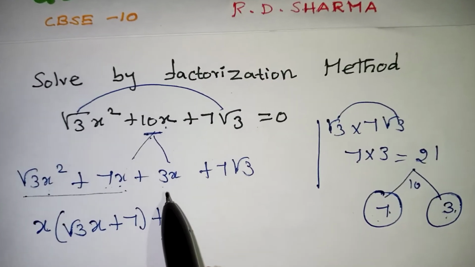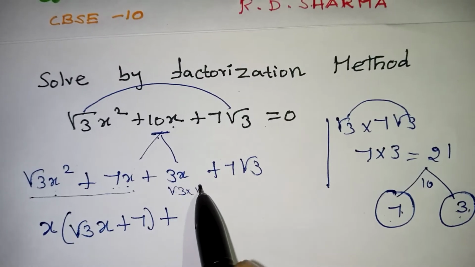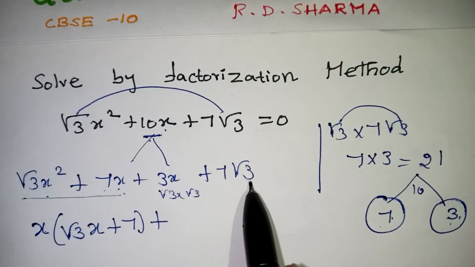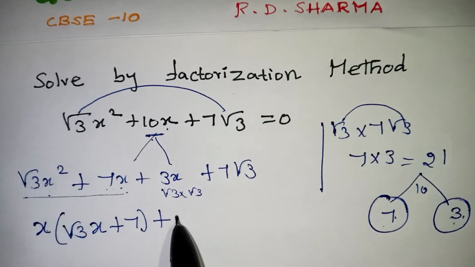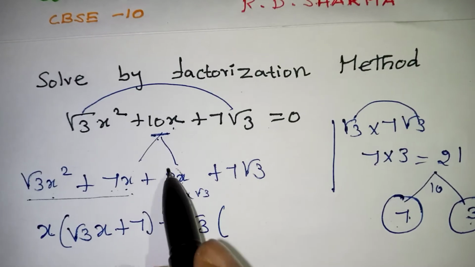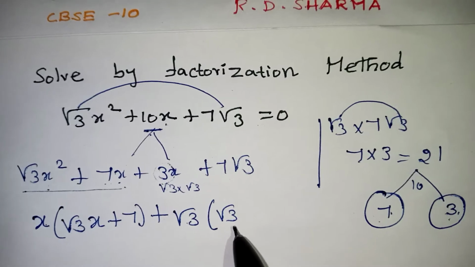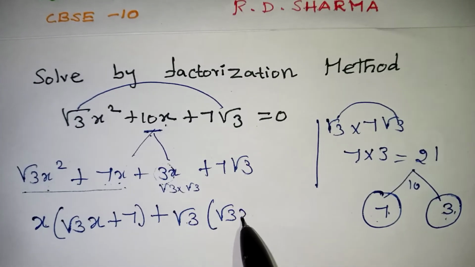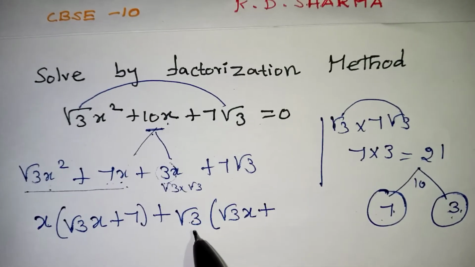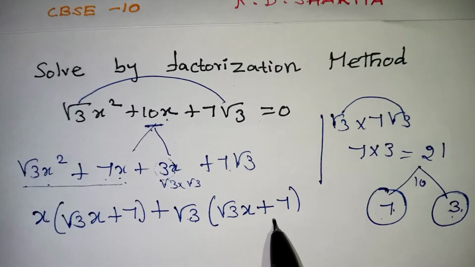Children, keep it in your mind: 3 is nothing but root 3 into root 3. So here we have 2 times root 3, and here we have 1 time root 3. So we can take a root 3 outside. From this 3, if you take a root 3 outside, one more root 3 will stay inside. That is the meaning of that. This x also will be taken as it is. This plus sign. The root 3 we have taken out, the remaining is 7.